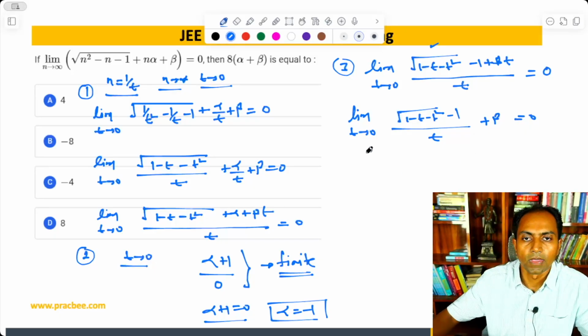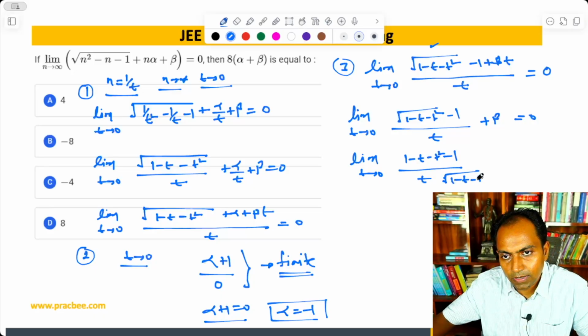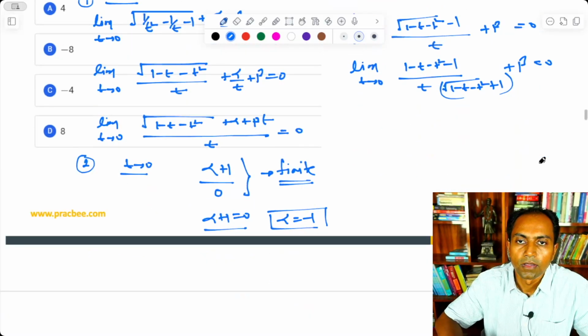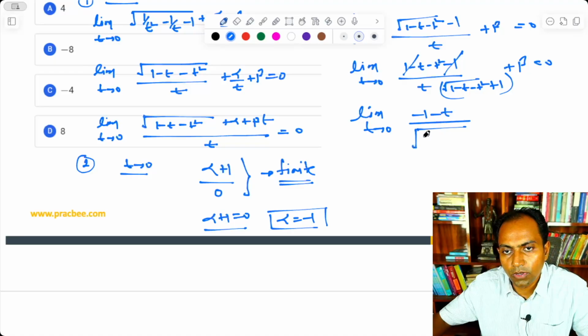Equal to 0. And once you rationalize this part, this becomes limit t tends to 0 of 1 minus t square minus 1, divided by t and root of 1 minus t square plus 1, plus beta, is equal to 0. Now once I simplify this, you can clearly see that this is getting cancelled out. 1 t also gets cancelled out. And as a result, this becomes minus t divided by root of 1 minus t square plus 1, plus beta, is equal to 0.